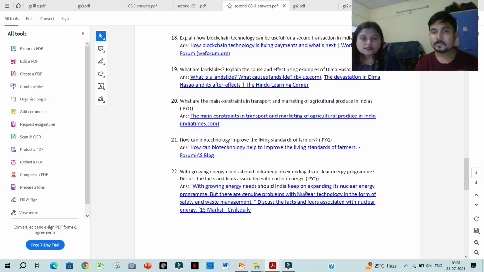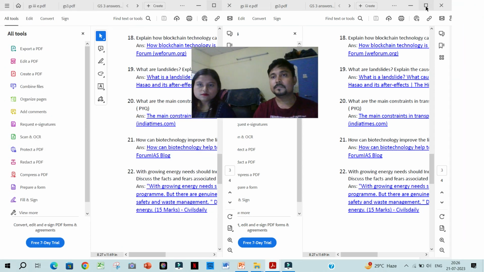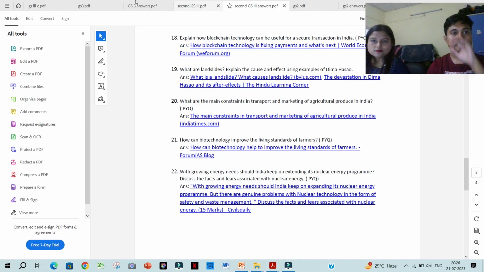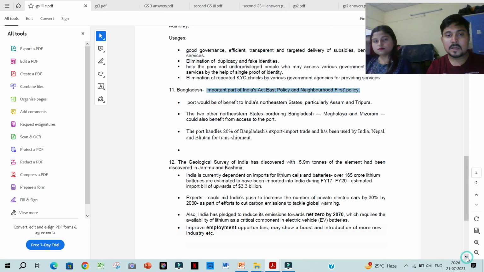We had to see how we take up our nuclear energy. When we read about nuclear energy, by default we will come face to face with the fact that we now have a 5.9 million ton stash of lithium reserves in Kashmir, right, Jammu and Kashmir. So let us look at it a little factually. This is question number 12, I guess.